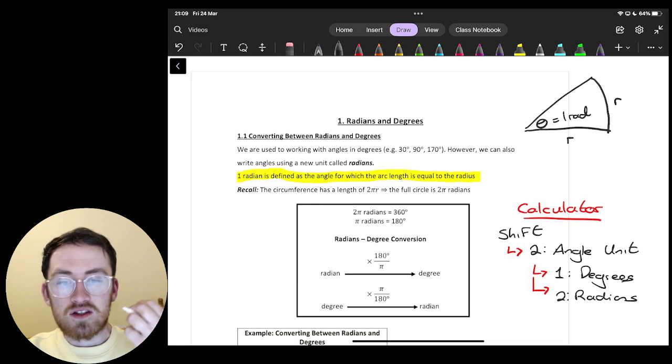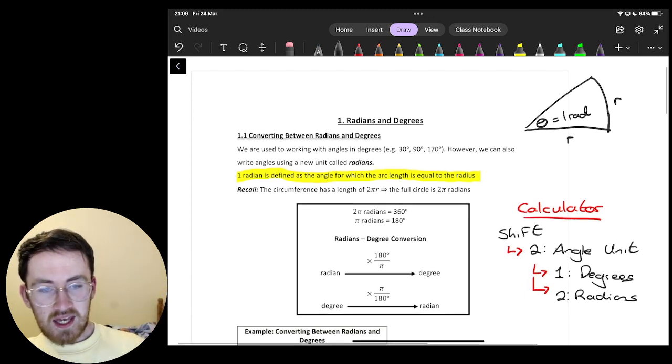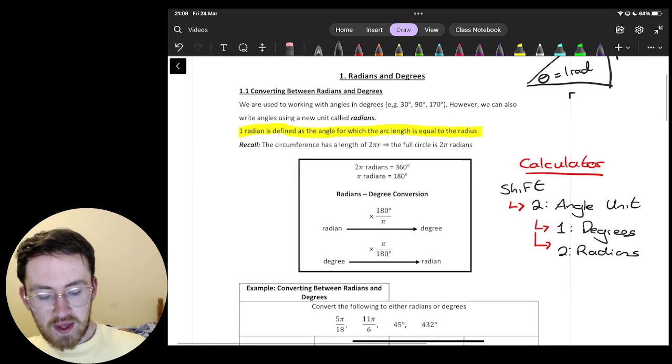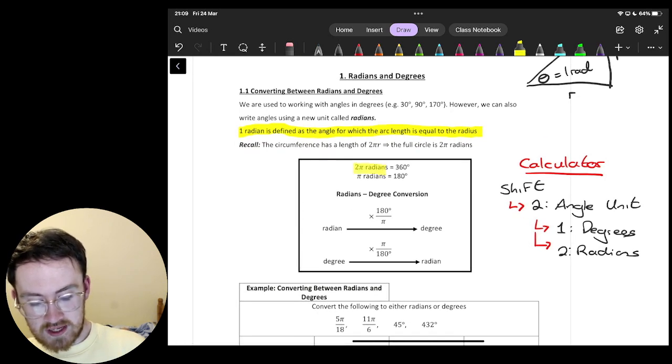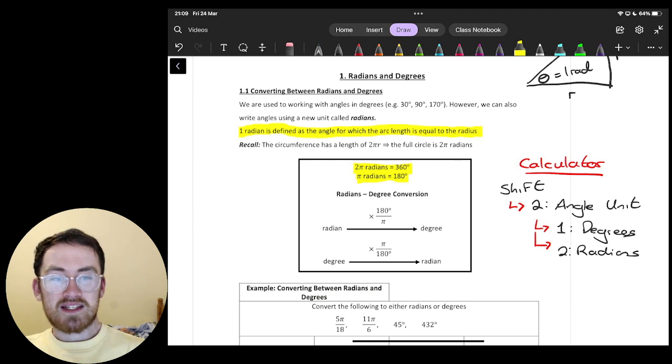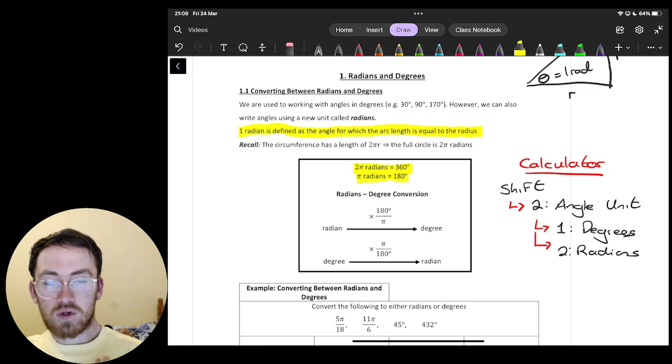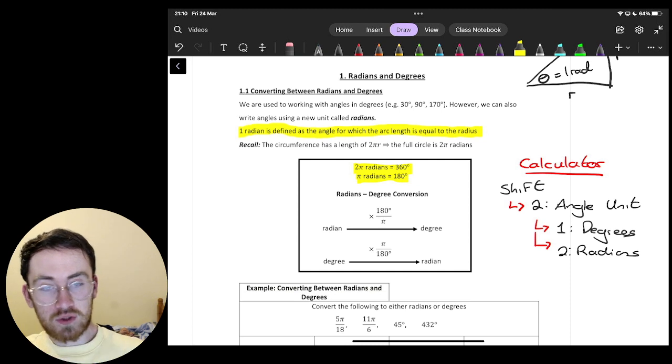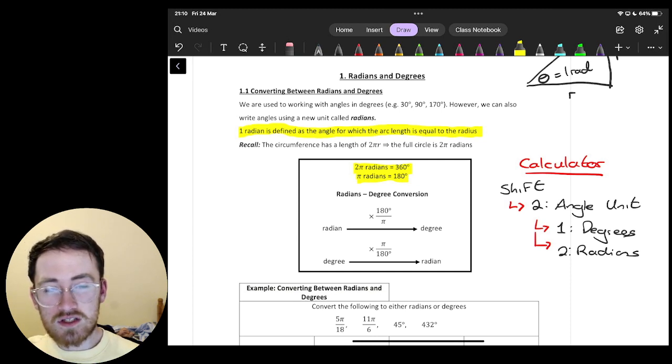So if we remember as well, the circumference has a length of 2 pi r, so that means the full circle is 2 pi radians. And we can use that in our conversion, because what that means, of course, is that 2 pi radians is 360 degrees, and then indeed pi radians is 180 degrees. So if we're trying to convert between radians and degrees, the quickest way is to go from radians to degrees, we multiply by 180 over pi, and to go from degrees to radians, we multiply by pi over 180. Obviously it's quicker to use the pi and the 180 than the 2 pi and the 360.